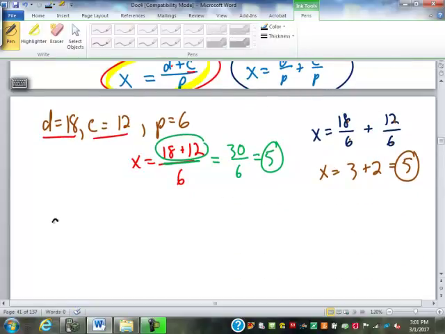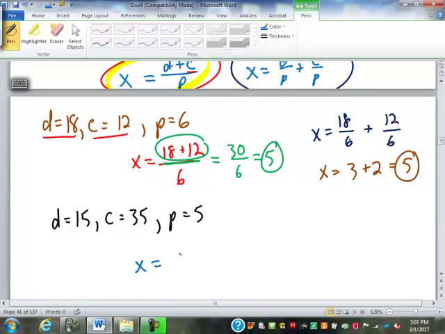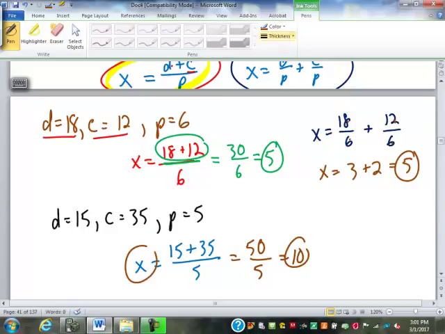Or you might be given D equals 15, C equals 35, and P equals 5. So now you have to go back and resolve that. X equals D plus C over P. Well, D is 15 plus C is 35 over P is 5. So now you can see 15 plus 35 is 50. 50 divided by 5 is 10, so x would be 10 in that case.